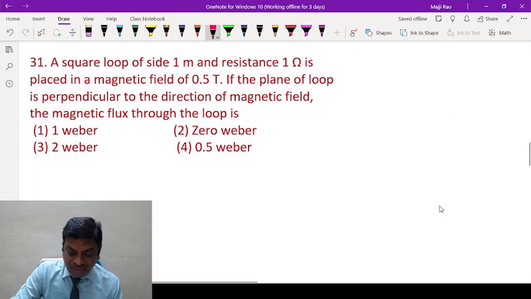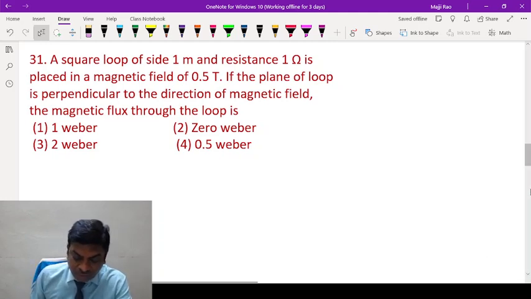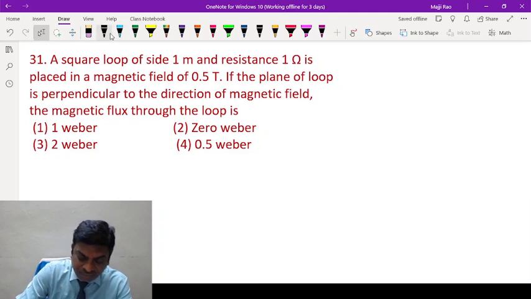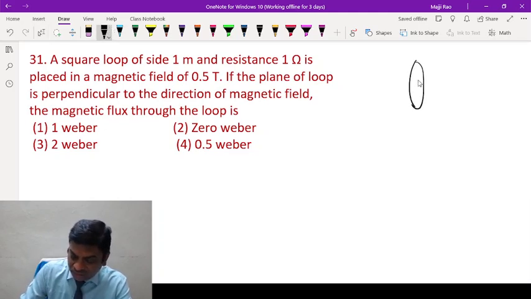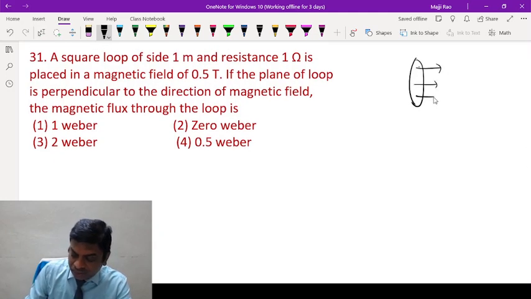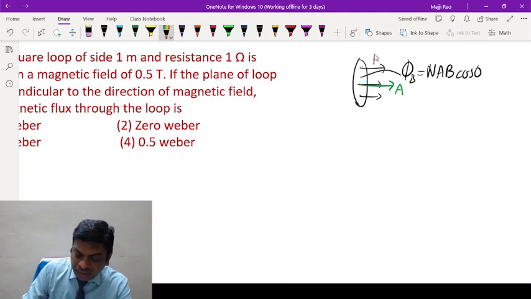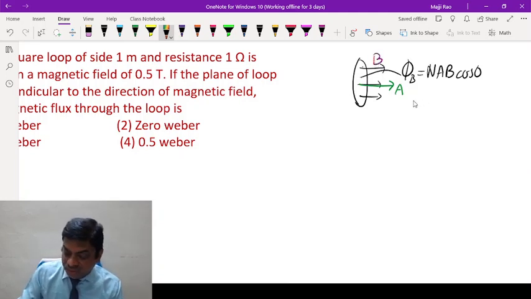A square loop of side 1 meter and resistance this much is placed in a magnetic field of this much Tesla. If the plane of the loop is perpendicular to the direction of the magnetic field, find the flux through the loop. It's a very elementary question, basically. So here you see the flux, the magnetic flux linked with the coil is N A B into cos 0. Why cos 0? Because the area vector of the loop and the magnetic field both are in the same direction. In other words, the angle between them is 0. So cos 0 will be 1. So that's the reason I have taken NAB.